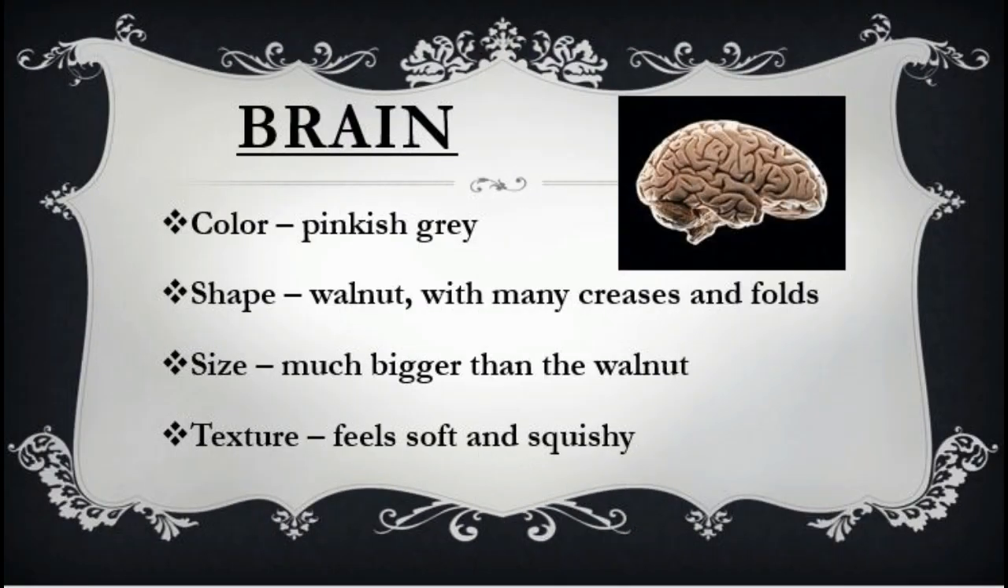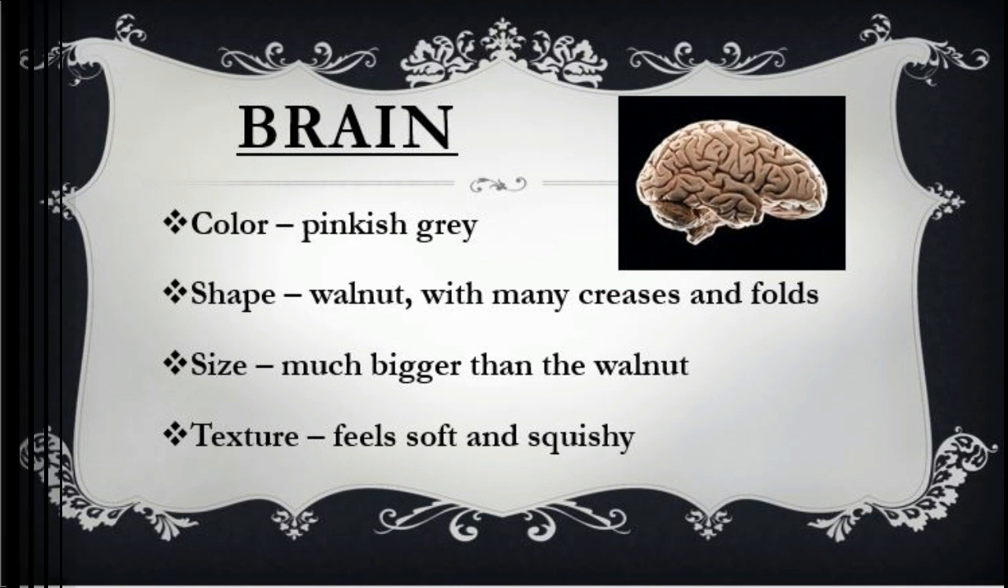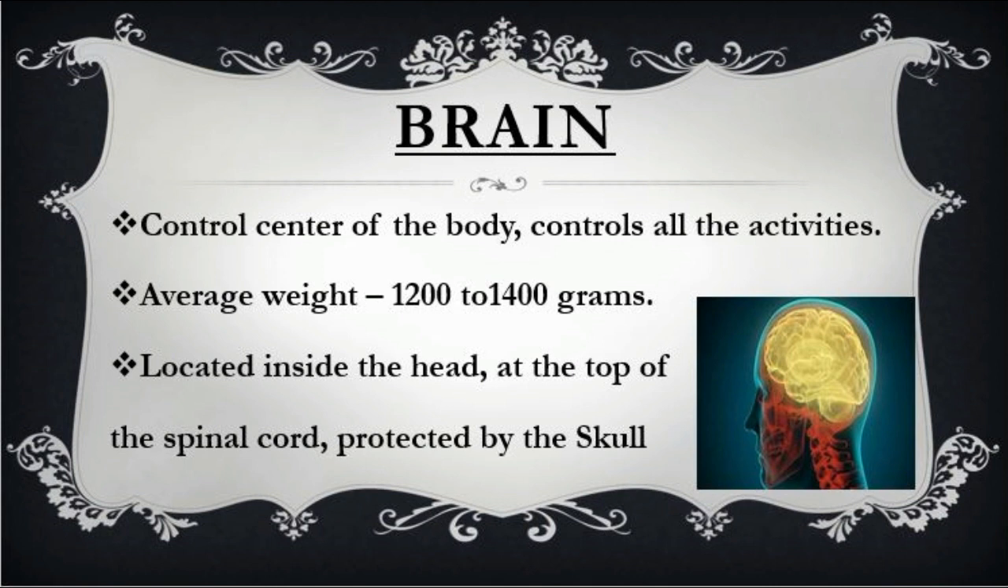The brain is an organ that is pinkish gray in color. It has a shape just like a walnut, with many creases and folds. In size, our brain is much bigger than a walnut. It feels soft and squishy if touched. The brain is called the control center of our body, as it controls all the activities. The average weight of the human brain is about 1,200 to 1,400 grams.